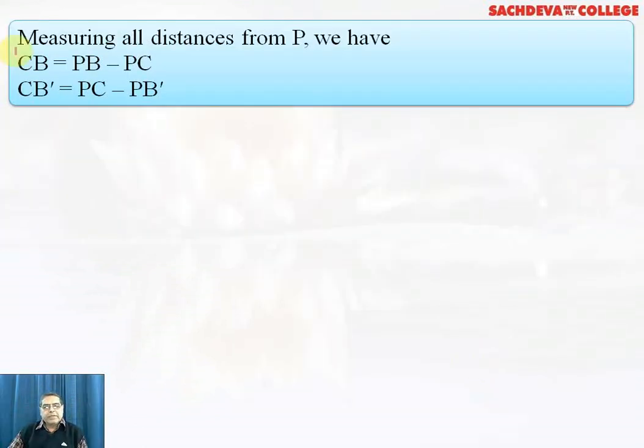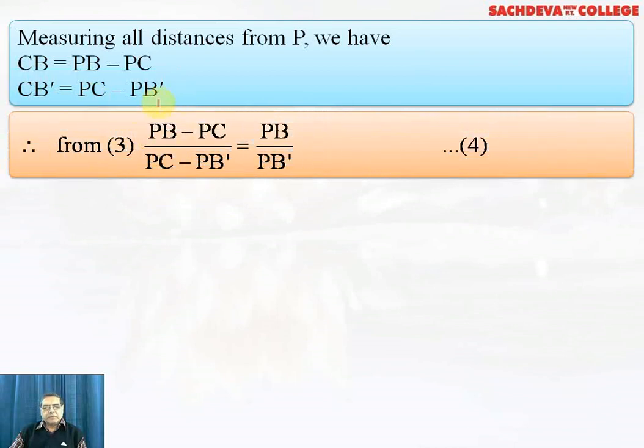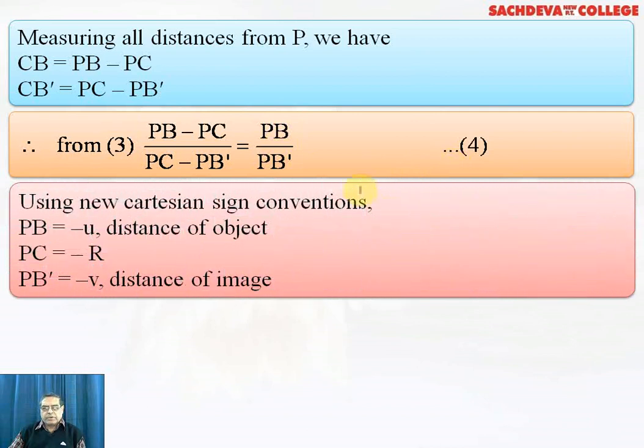Well, so considering the previous diagram, we are measuring all the distances from P. That is, CB will be equal to PB minus PC and CB dash will be equal to PC minus PB dash. From the third equation, we will get PB minus PC as PB and PC minus PB dash as PB dash. So the ratio will become PB over PB dash, and this is marked as equation 4.